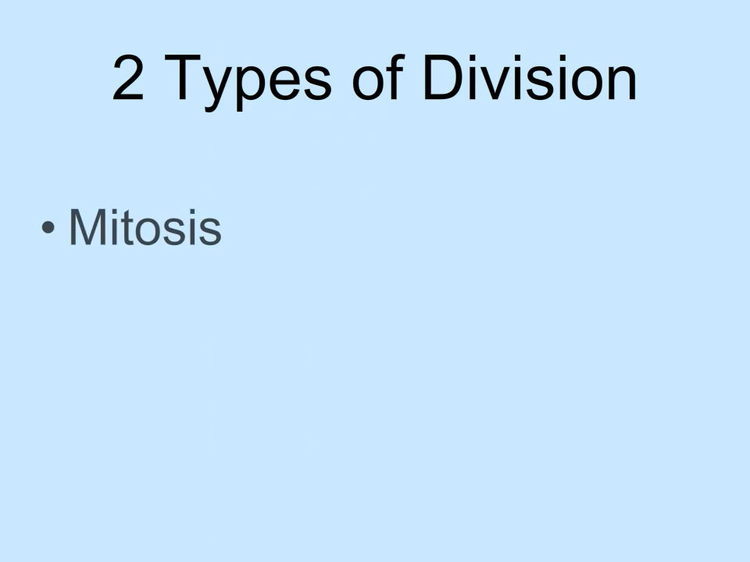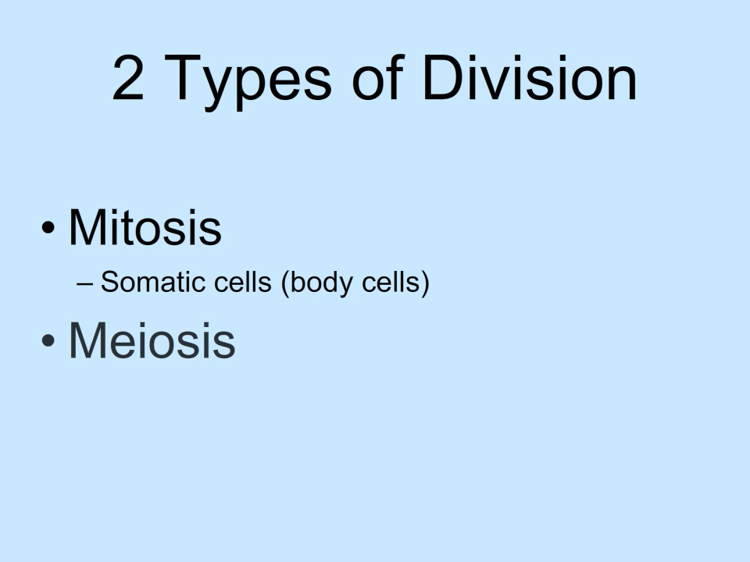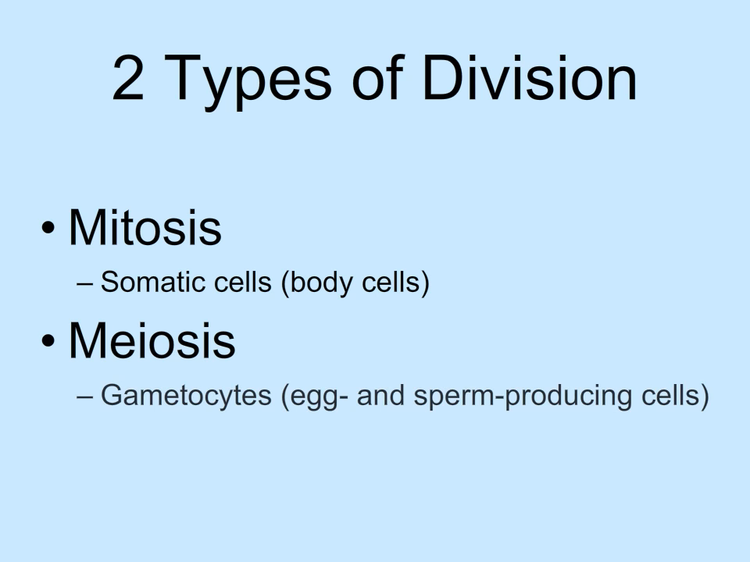There are two main types of cell division. Mitosis is when somatic cells divide and produce identical copies to the parent cell. Meiosis is when gametocytes divide to produce eggs and sperm. We will investigate mitosis first.